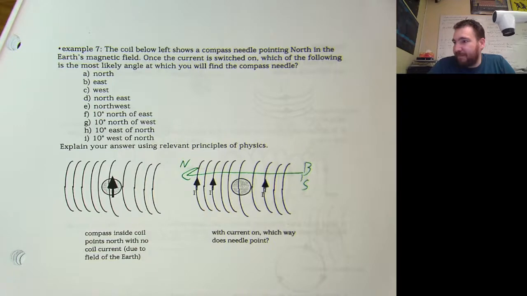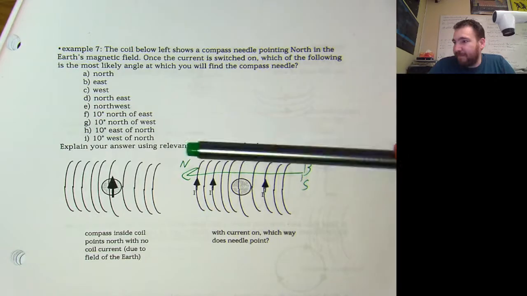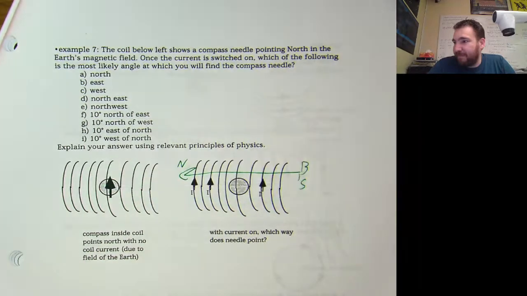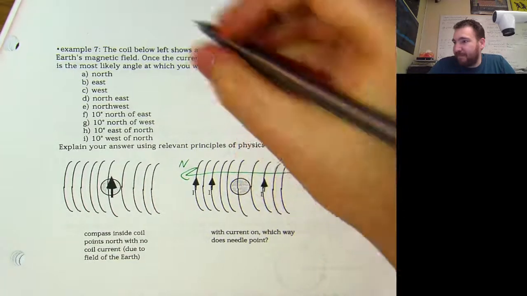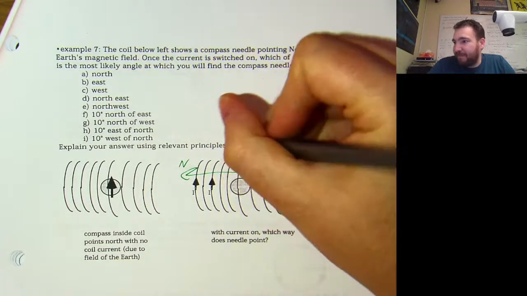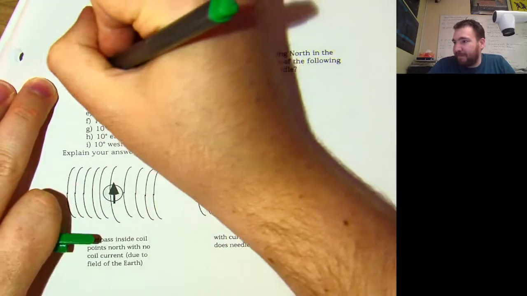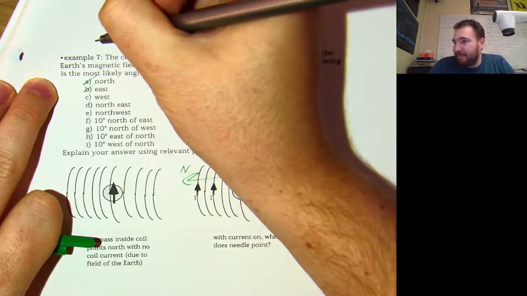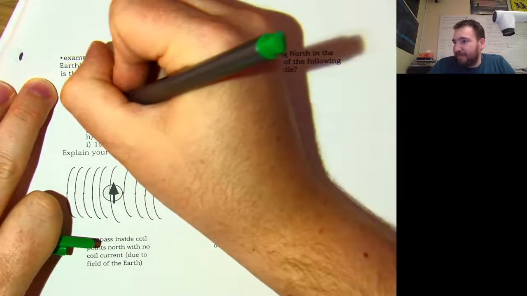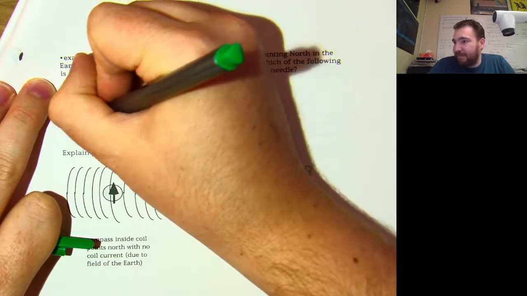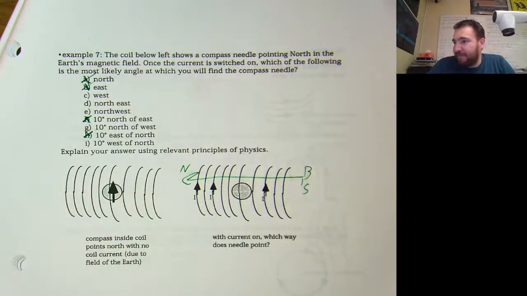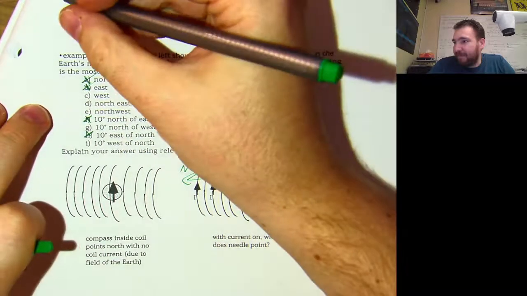It will point in the direction of the compass, it will follow the magnetic field. So it's going to go left. We know it's not north. We know it's not east. It's not north of east. And it's not east of north. Oh, it's also not northeast.